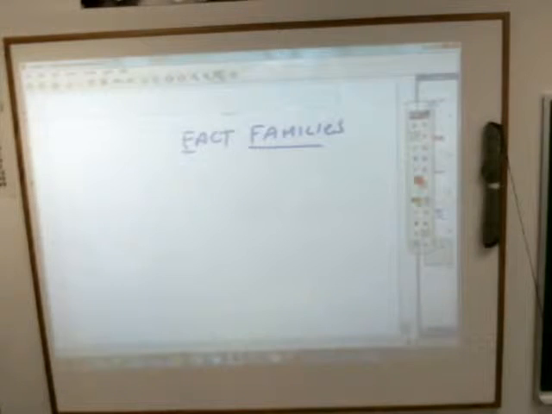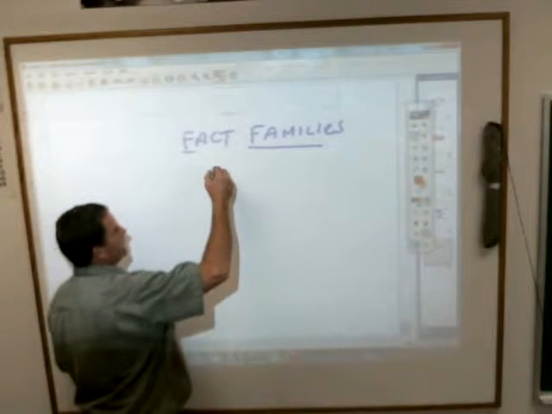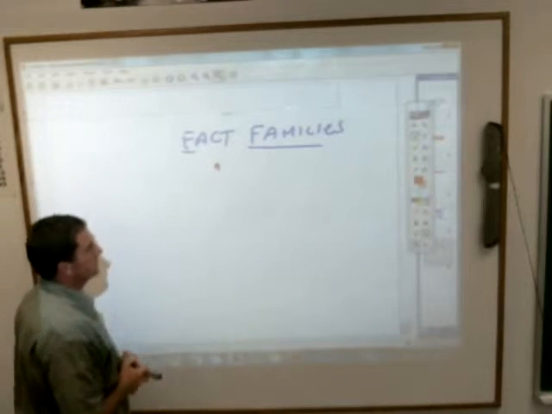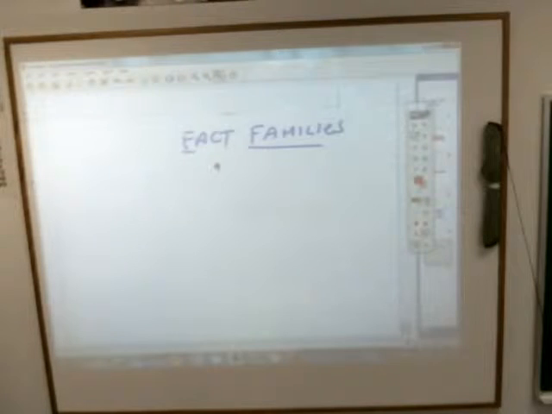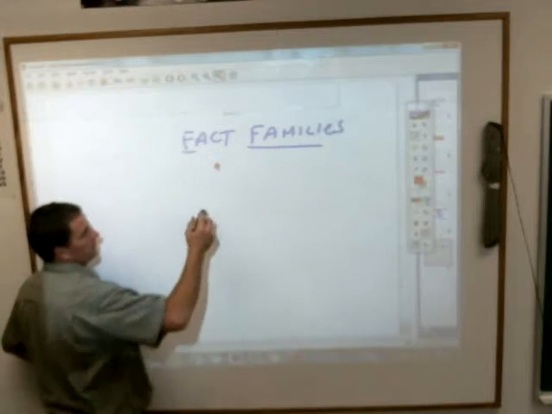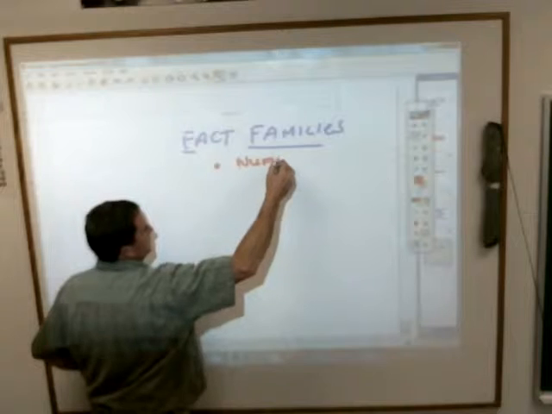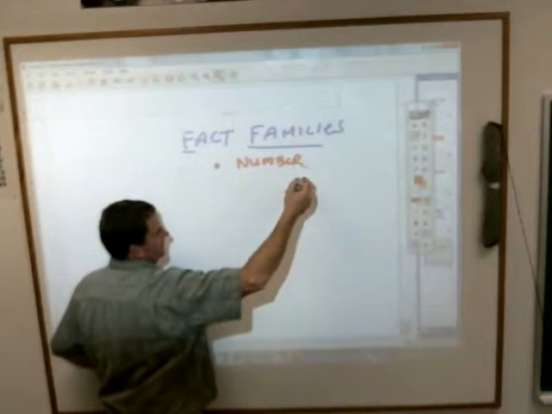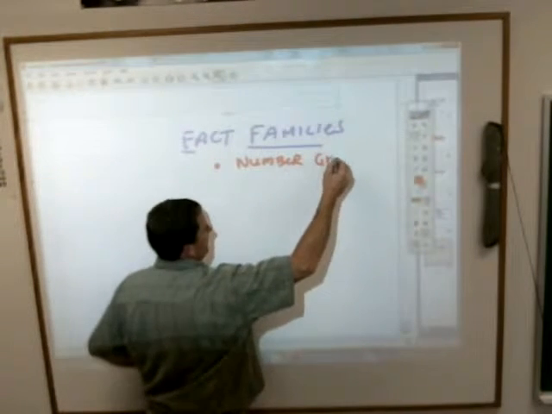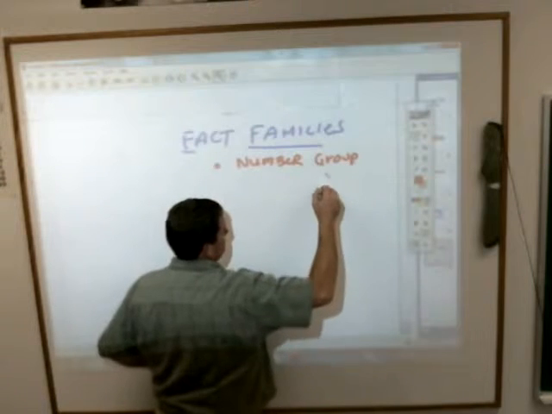I see some of you relying heavily on the multiplication charts. Well, you shouldn't have to do that so much if you realize that a lot of math facts fall into what we call fact families. They are numbers we group together because they stick out in our head. In other words, this.